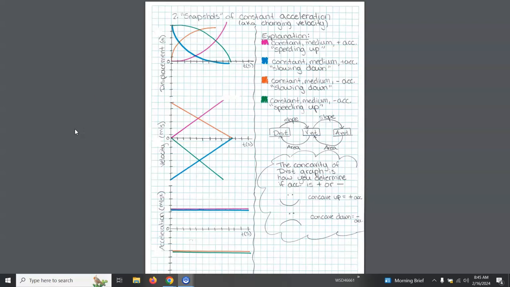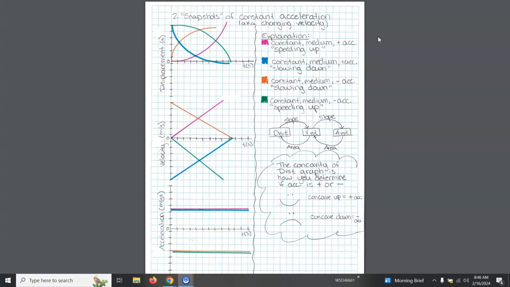These are snapshots of constant acceleration, so we will have changing velocity. In the last part of these notes, Part 1 was all about constant velocity, where objects were not accelerating. In this example, this entire page has objects that are accelerating. They are speeding up or they are slowing down, depending on their velocity and acceleration signs.